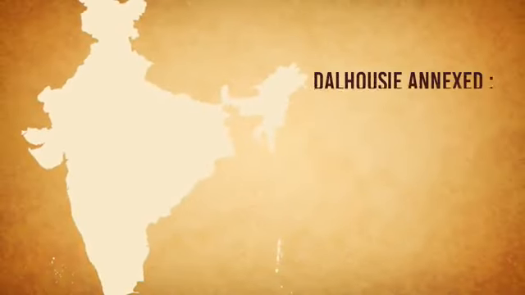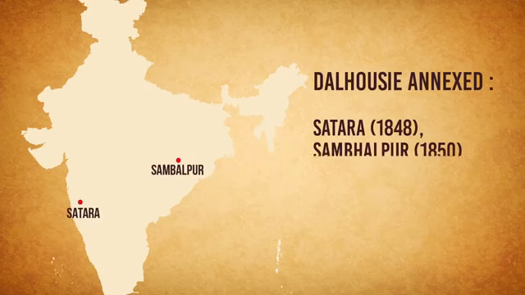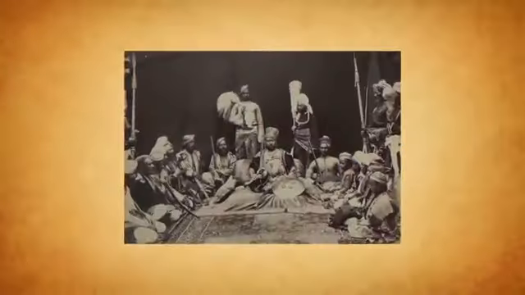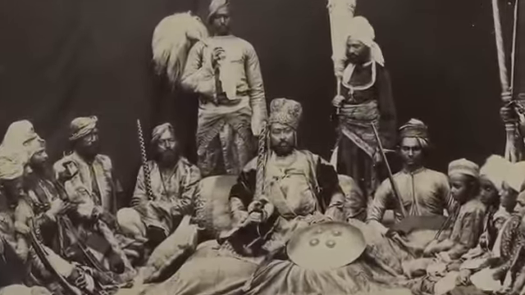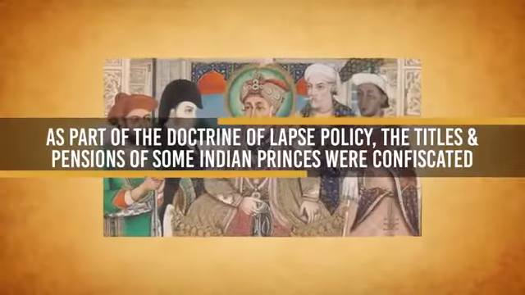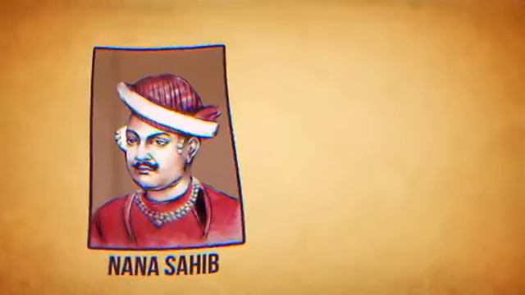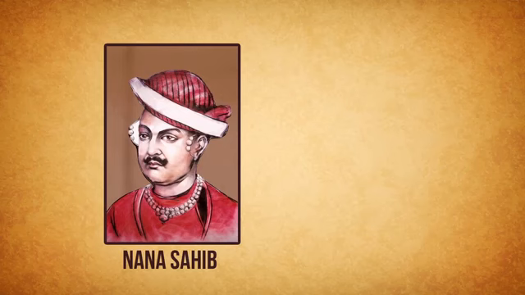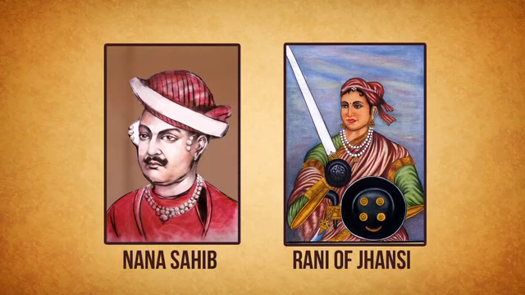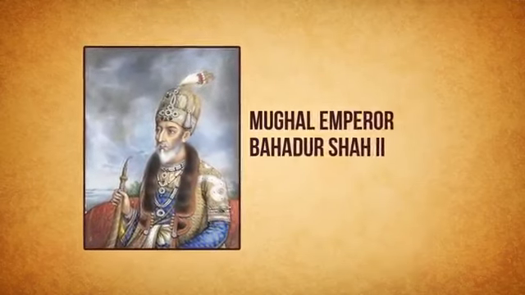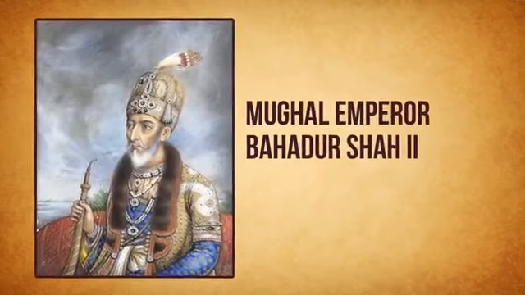In the course of 8 years, Dalhousie annexed Satara, Sambalpur, Jhansi, Nagpur, and Jaipur. This policy enraged the Indian rulers against the British government. As part of the doctrine of lapse policy, the titles and pensions of some Indian princes were confiscated. The pension of Bajirao II's son Nana Sahib was discontinued after his father's death, and the Rani of Jhansi had been deprived of her right to rule in violation of the recognized Hindu law. Dalhousie further proposed to abolish the title of the Mughal emperor after the death of Bahadur Shah II.